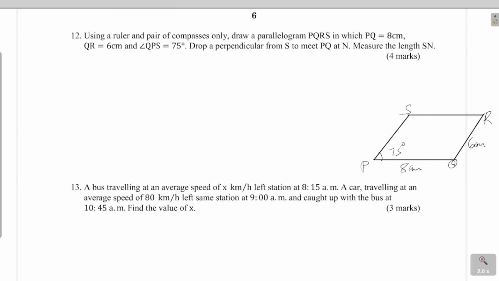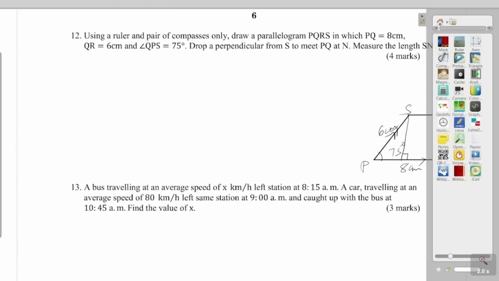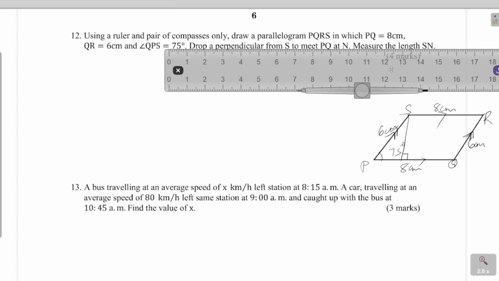Then you're supposed to drop a perpendicular from S to meet PQ, so you need to drop it like that to meet at this point. This line is parallel to that, and this one is parallel to this one and equal. So if this is 8, this one should be 8, and this one should be 6. Opposite sides of a parallelogram are equal and parallel. After doing that, we can now draw the construction using a ruler and a pair of compasses.